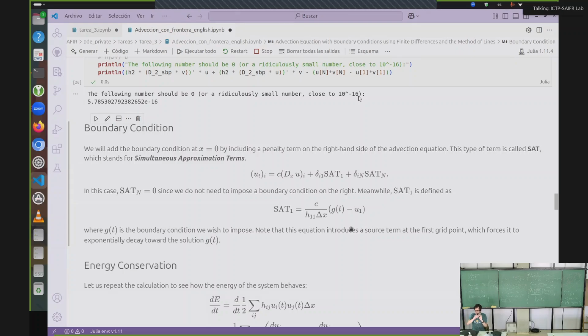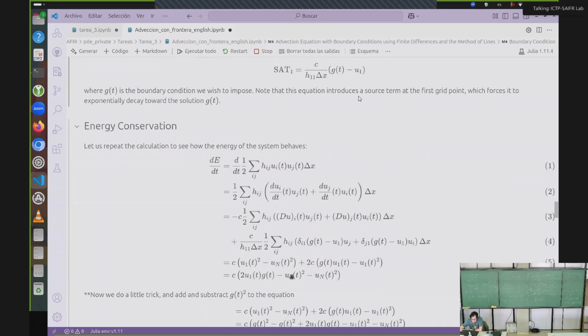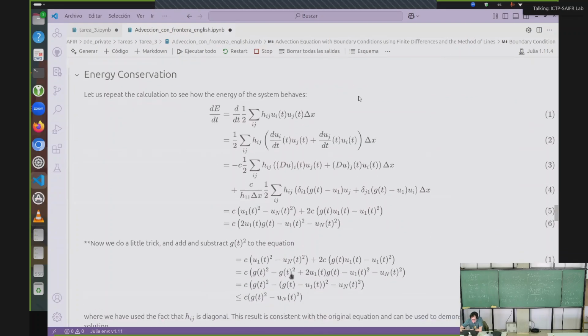We are not saying you are g(t). We are saying you need to get as close as possible when you evolve in time, right? So this will give some exponential decay for the first point, so it gets close to the boundary value that we actually want to achieve, right? And here we can actually try to see the energy conservation part of this.